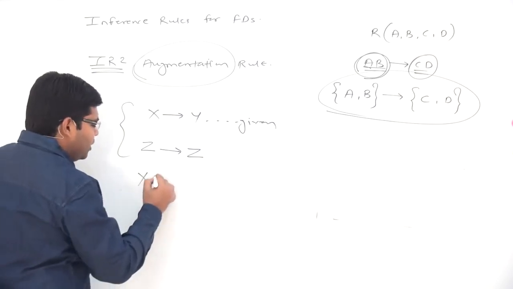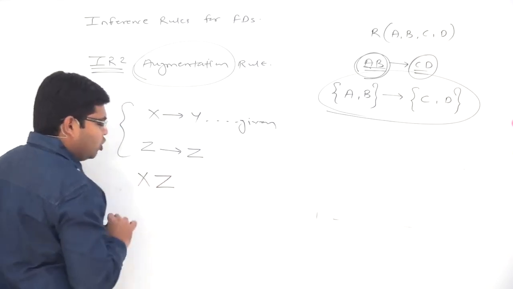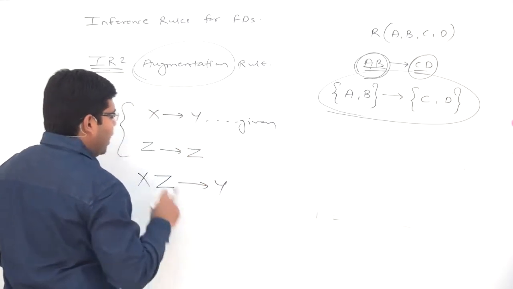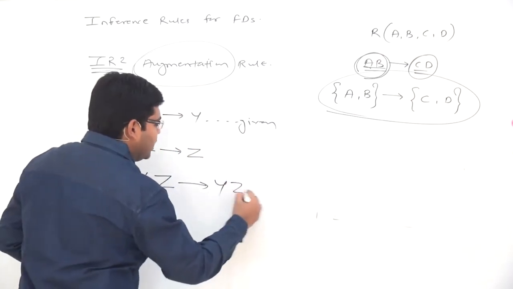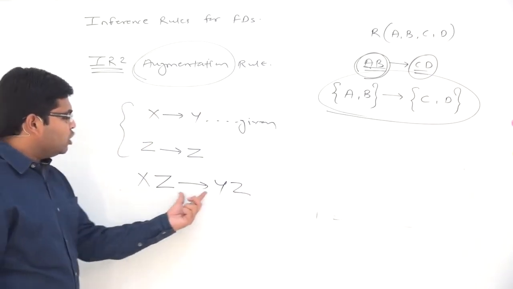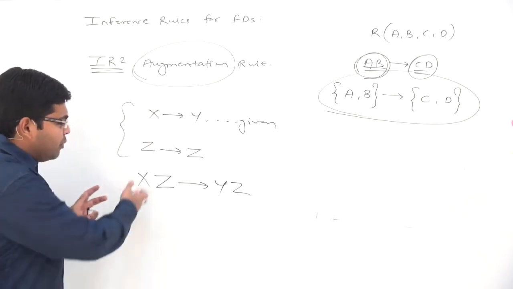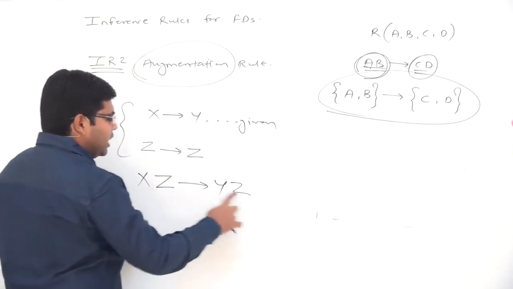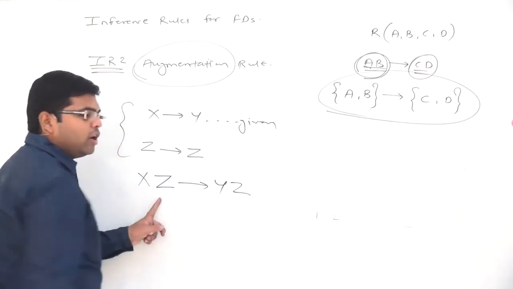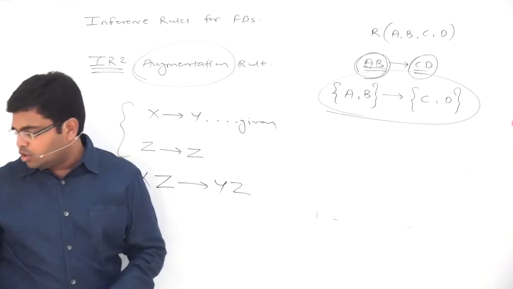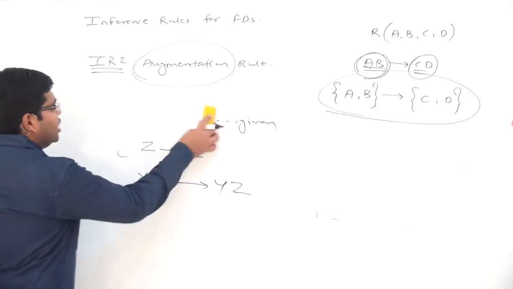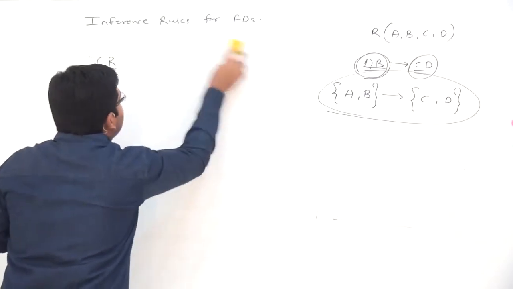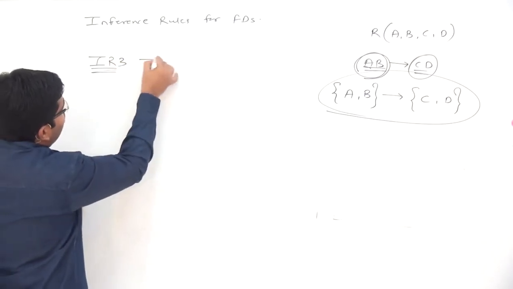Now if you have been given the value of x as well as the value of z, what can be done? From x you can determine the value of y, and from z you can determine the value of z, and that's why xz gives the value of yz. This is one more angle to look at the rule of augmentation. Whenever an additional attribute is available that can be augmented on both the sides, the rule is called augmentation. Now the next rule, IR3, is called the transitive rule.